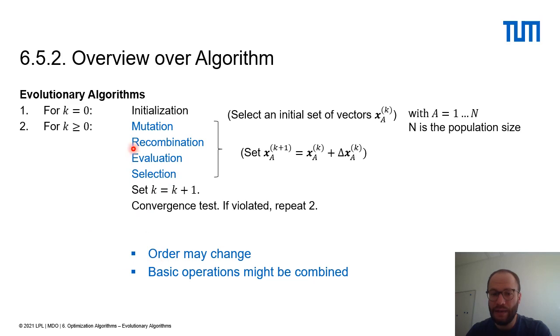Note that this order is not fixed, so it might change, and also sometimes those operations are kind of merged. So you do not always have an explicit evaluation, sometimes it's also part of the mutation or recombination operation as well. And after each operation, we can still do a convergence test on the whole population, and if those criteria are met, we can also stop the iteration.